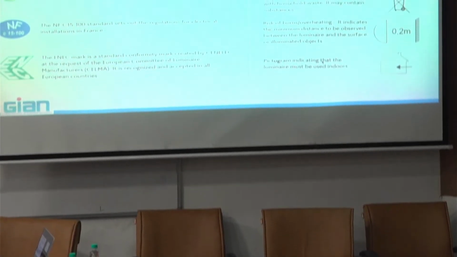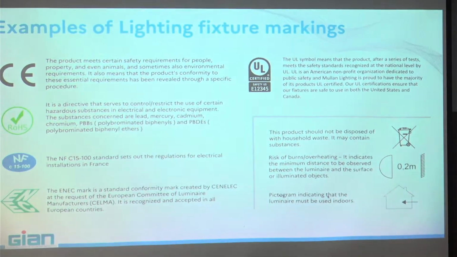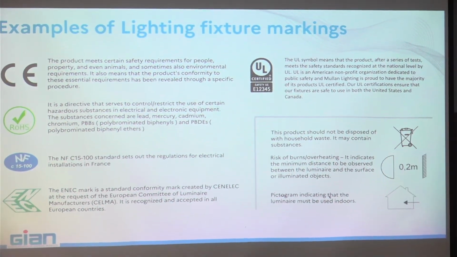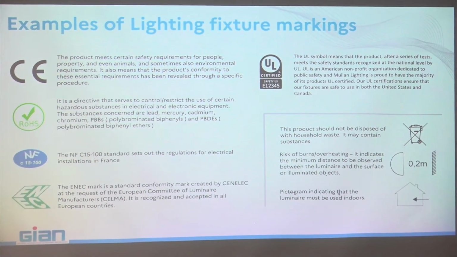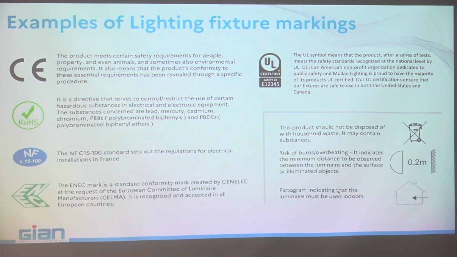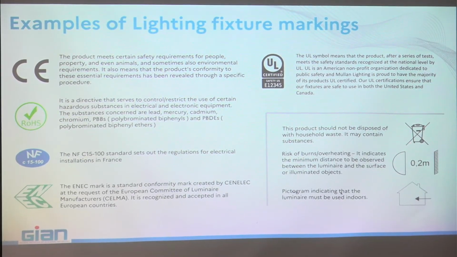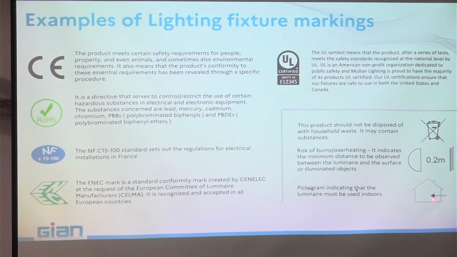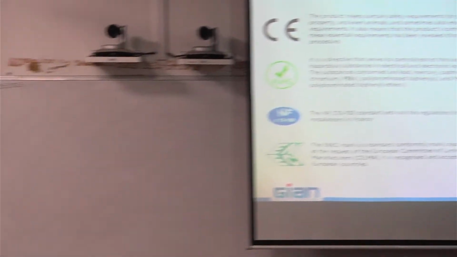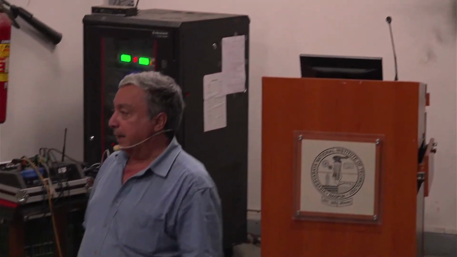And then you may have other signs. This one means this product cannot be put in the bin. You have to give it to someone to recycle it. This one has an important heat, and it is not advised to approach closer than 20 centimeters because you can be burned. And that one means this product is for indoor lighting.